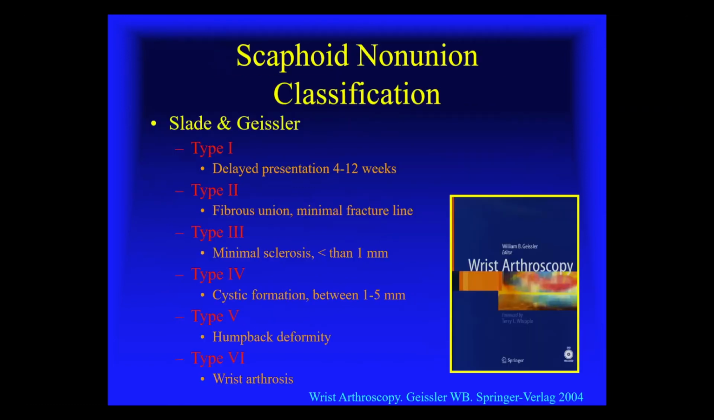Worked with Joe Slade quite a bit throughout the years. We kind of came up with a classification. Delayed presentations, I think these need to be fixed. The fibrous non-unions, we did a study. We just put a screw across. That worked very well. Cystic non-unions, I think you can fix with bone putty or bone grafting. Once you've got a humpback, I think these need more toward open reduction as compared to arthroscopic.